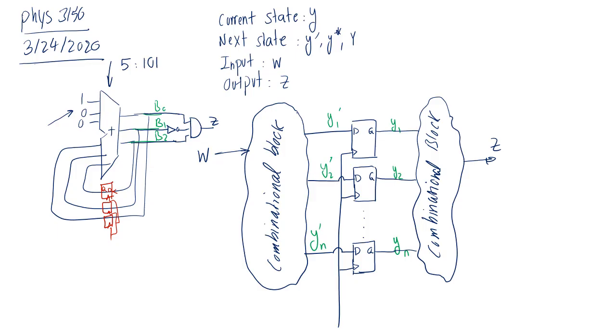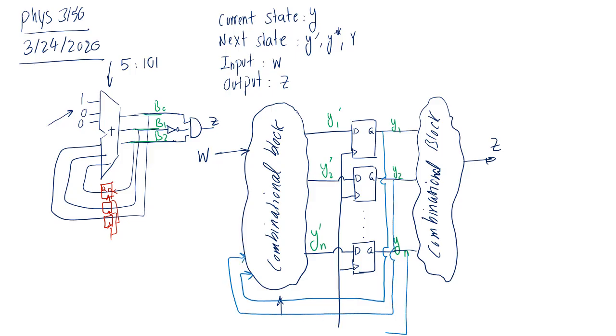But then the other important input to this combinational block, which was our adder in the example that we saw, is really the current state, right? The current state makes the next state, right? So what we need to do is to actually bring, I'm going to use a different color, we need to actually bring these guys and connect them to the input of the combinational block.